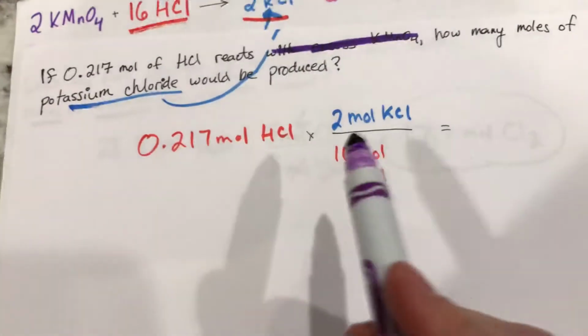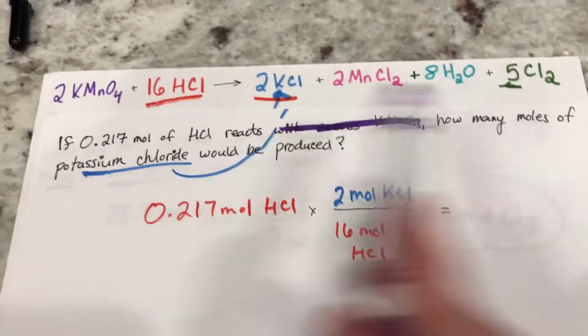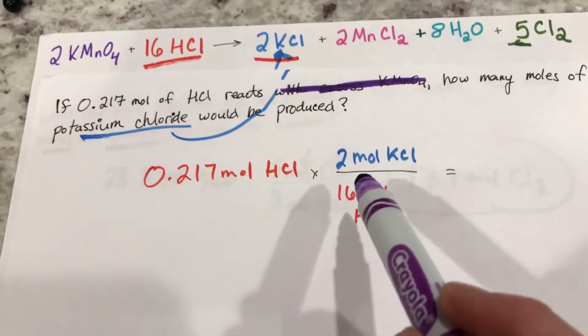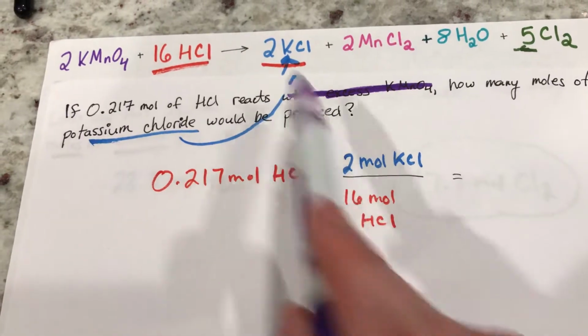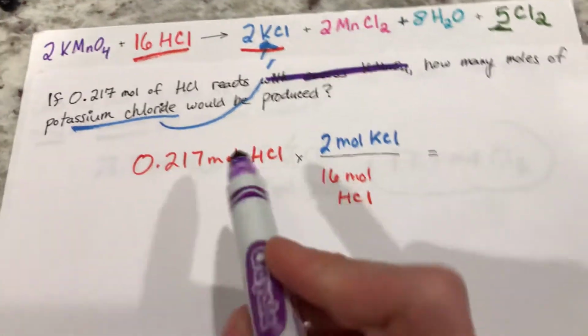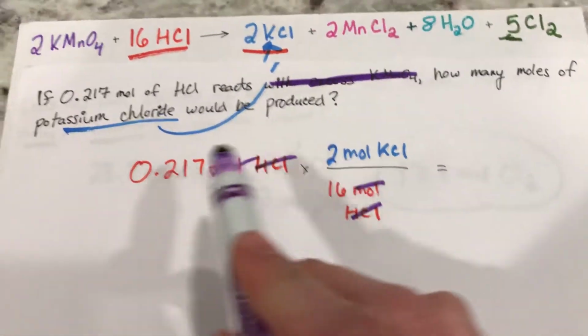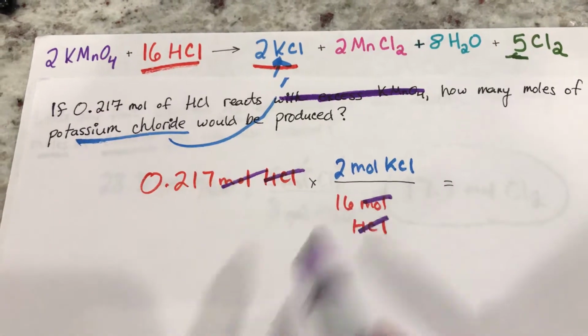All right. And again, we know those numbers because of the 16 and the 2. Don't be changing any numbers up here. Don't be using 8 or 5. Like I said earlier, it's just a very easy game of hide and seek. Oh, look, where's the KCl? Oh, there it is, 2 moles of KCl per 16 moles of the acid. Moles of HCl cancel out. So I know I'm correct because I'm looking for moles of potassium chloride. There it is, moles of KCl.